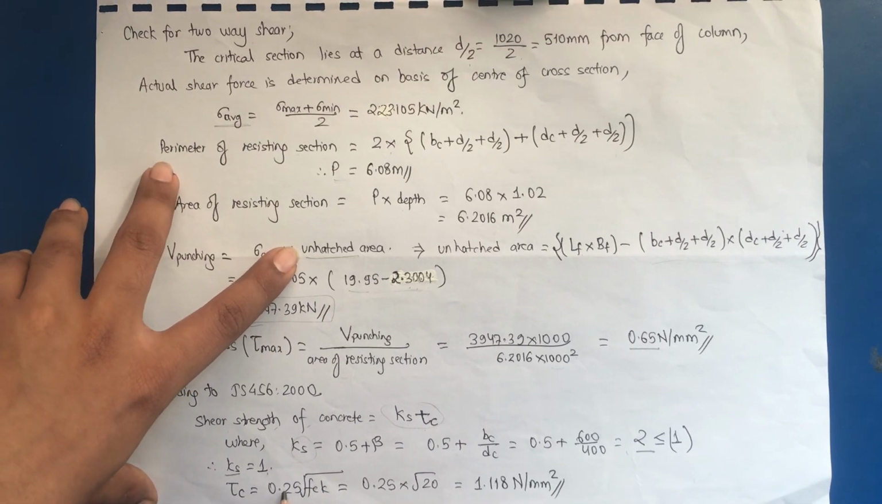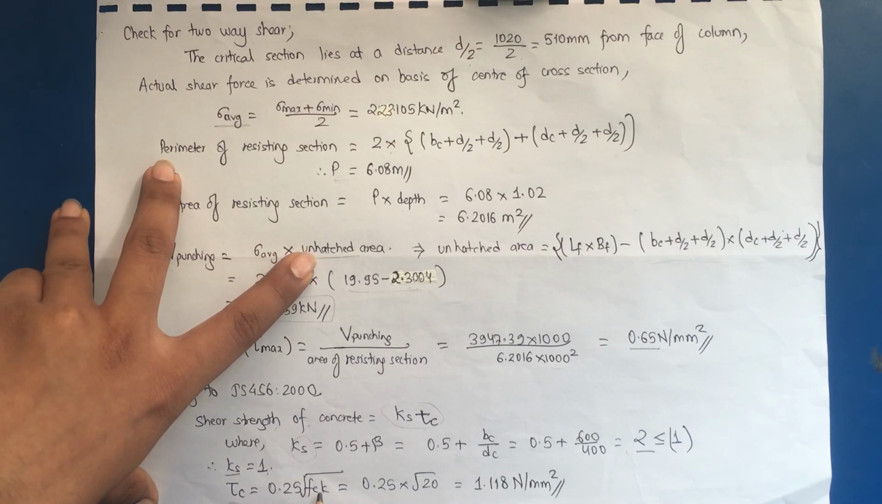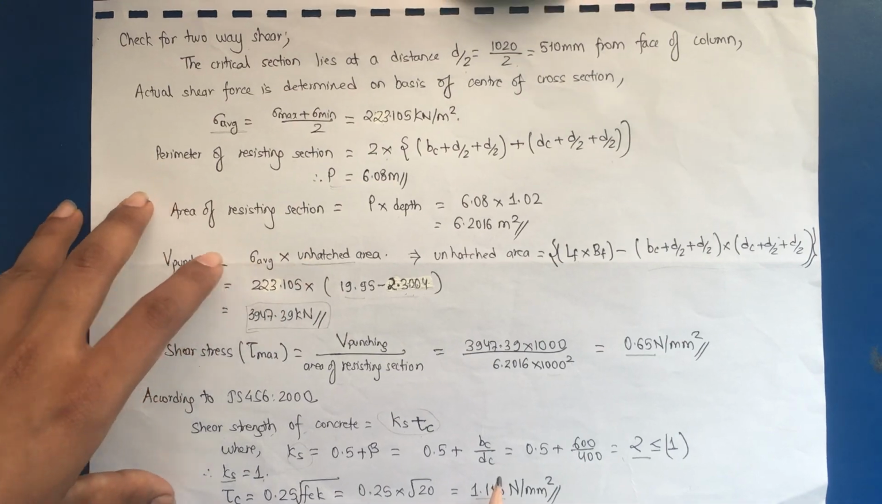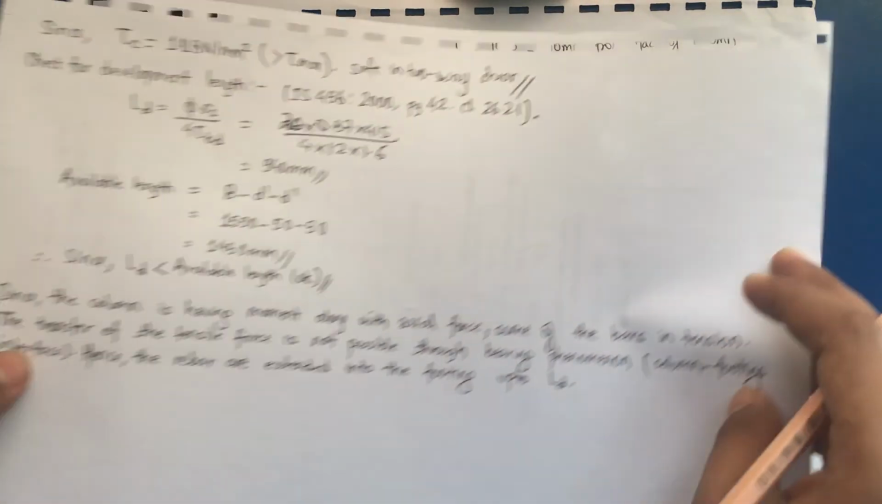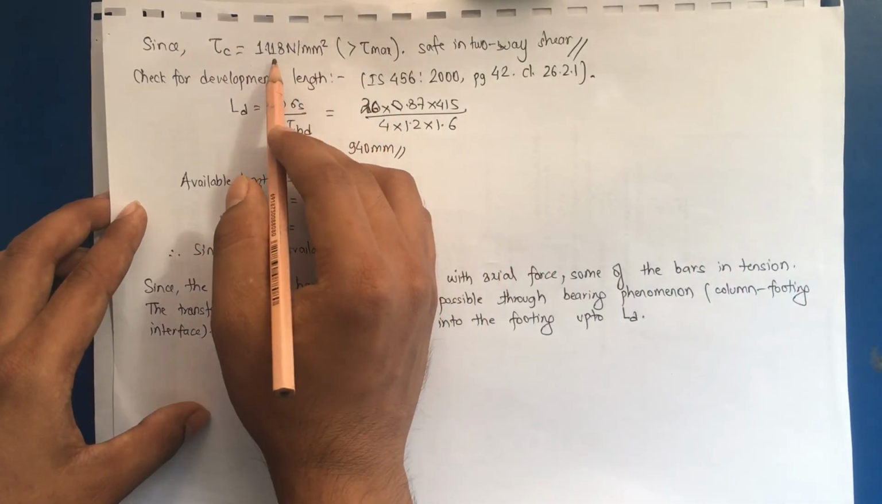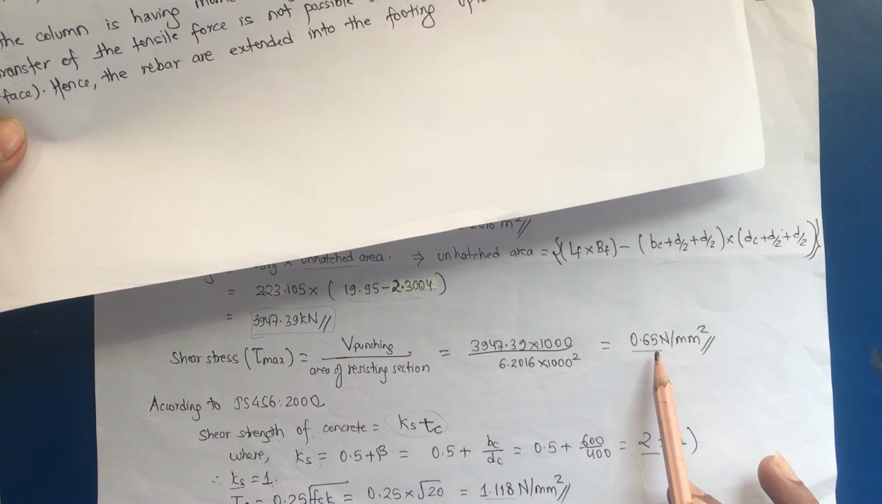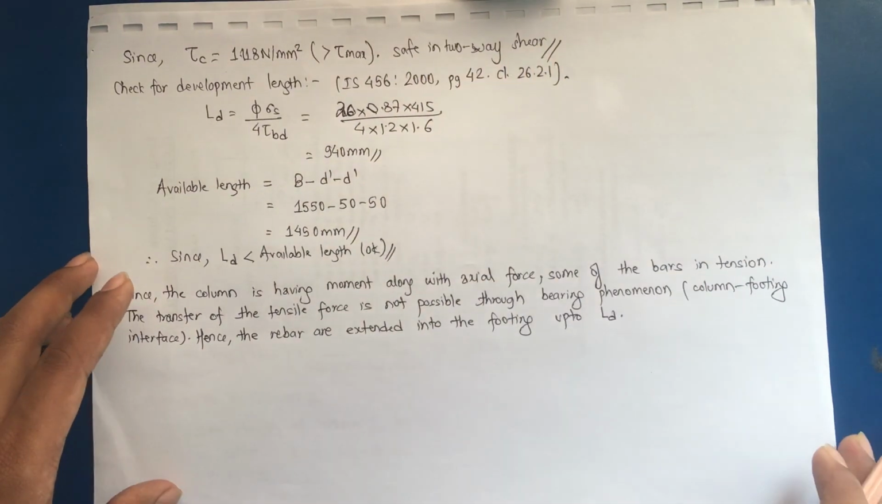So for the limit state method, this is taken as 0.25 under root FCK. 0.25 into under root 20, we are taking M20, so this comes as 1.118 Newton per mm square. And the final conclusion here you can see is, since tau c is 1.118 Newton per mm square and the maximum shear stress is 0.65, so the footing is safe in two-way shear.